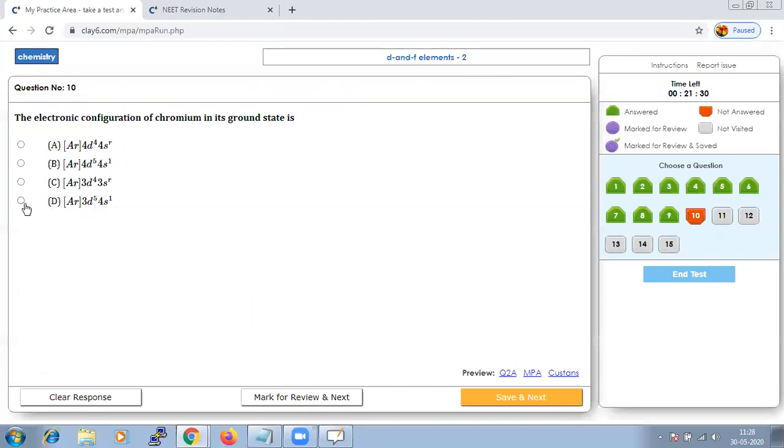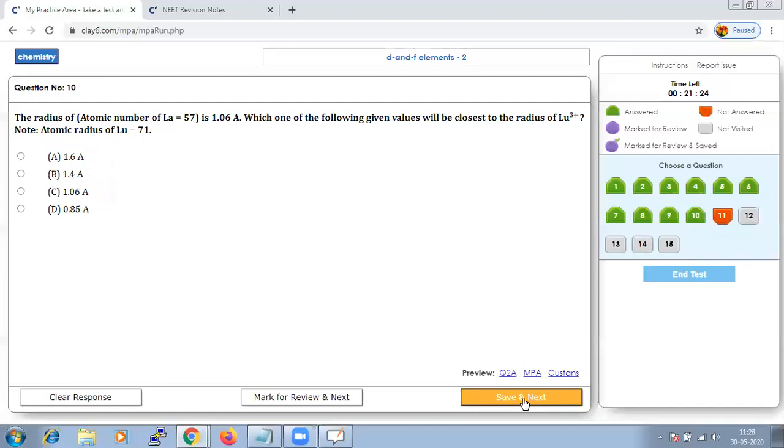3d5 4s1, option B. Let us save that and go to next. The radius is 1.06. Which of the following given values will be closest to the Lu3+? The atomic number of Lu is 71.